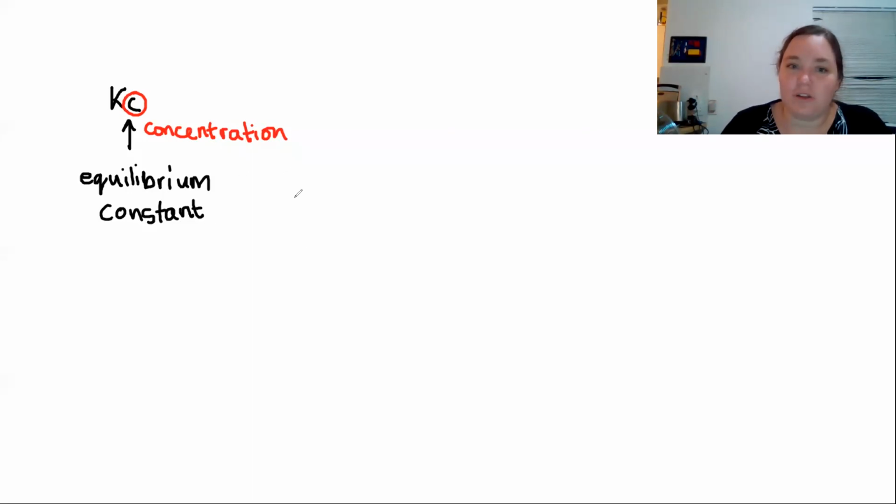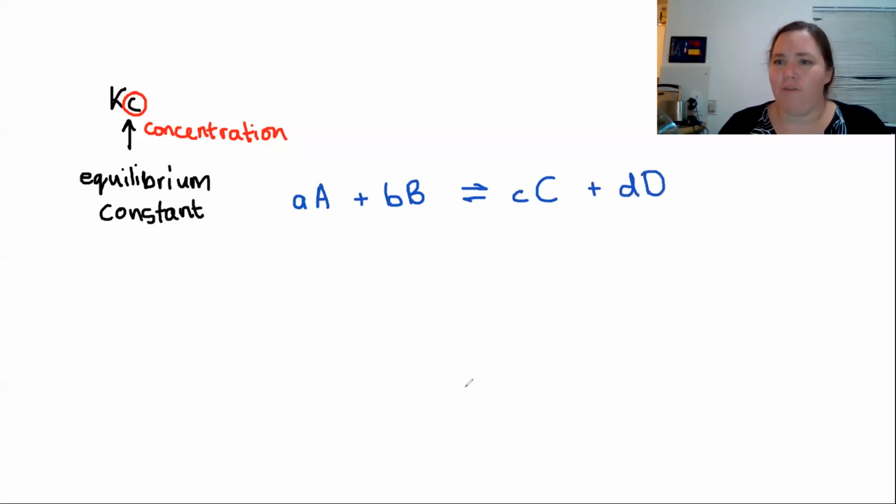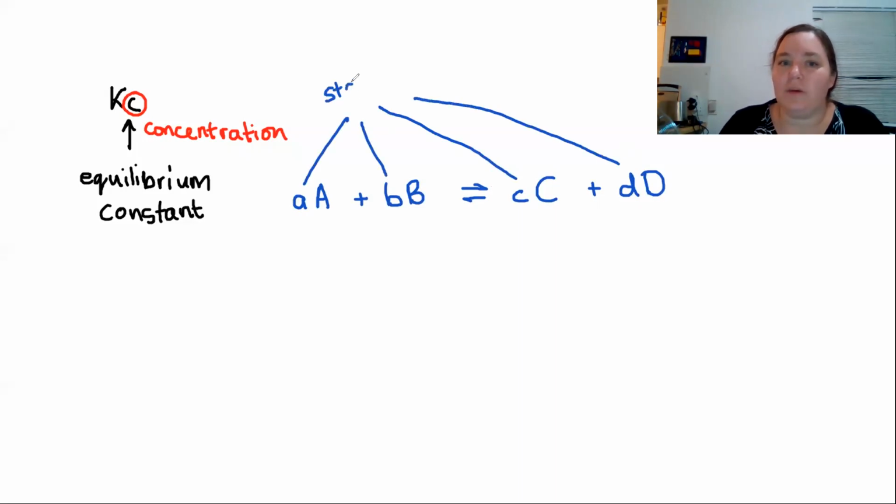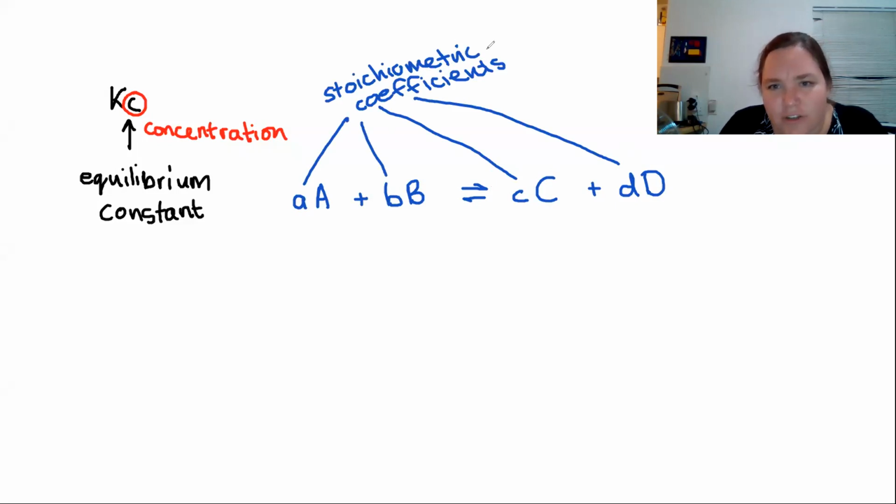So imagine that we have a reaction where a moles of A, don't freak out, plus b moles of B is in equilibrium with c moles of C plus d moles of D. Very confusing looking. Basically, your a, b, c, and d are what we call your stoichiometric coefficients or your mole ratios. I'll do an example just now to explain what each thing is.